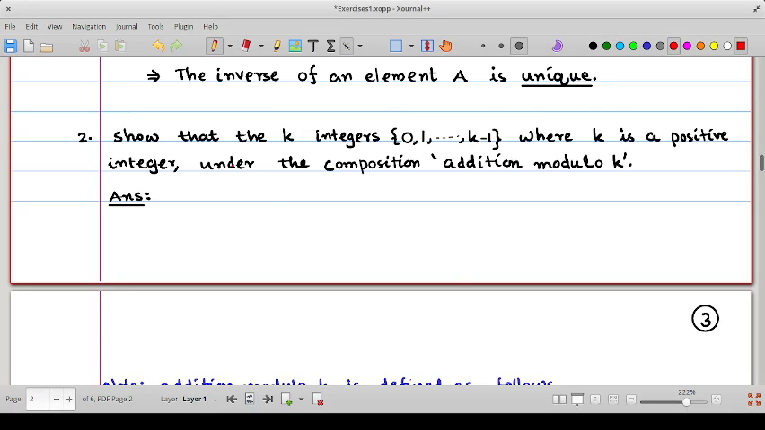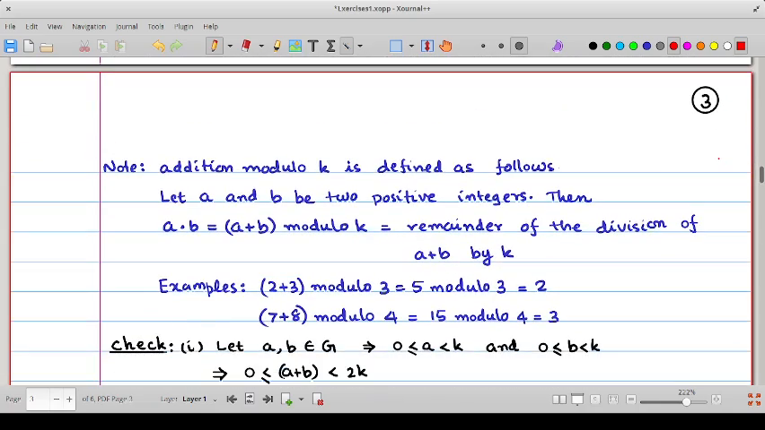Now question number 2, show that the k integers 0, 1, etc. up to k minus 1, where k is a positive integer, under the composition addition modulo k is a group. So first of all, we need to specify what the addition modulo k is, which is defined as follows.